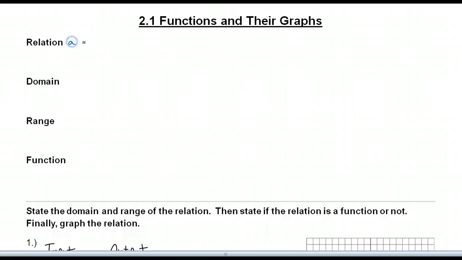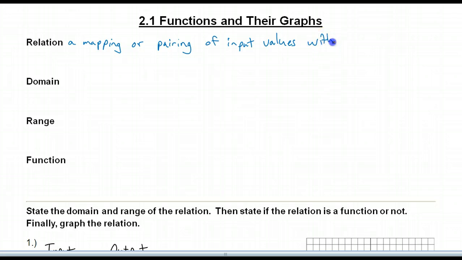A relation is a mapping or pairing of input values with output values. A relation is nothing more than saying this set of numbers goes to this set of numbers.